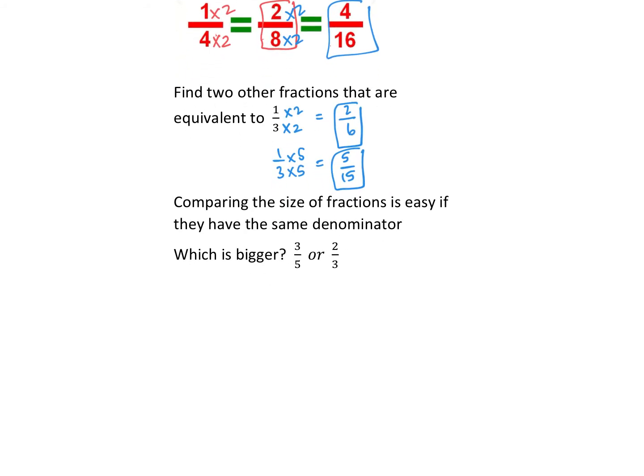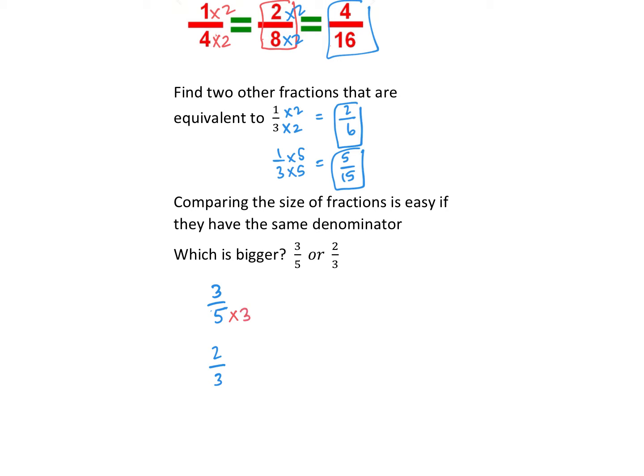We can use these equivalent fractions to determine whether fractions are bigger or smaller than each other. So I want to know whether 3/5 or 2/3 is bigger. This is hard to do when the denominators are different. Not really sure. They look close to being equal, but I'm not really sure which one is bigger. So what I want to do is change the denominator to the same number so that I can compare them. So I know that 5 and 3 could both be changed to 15.